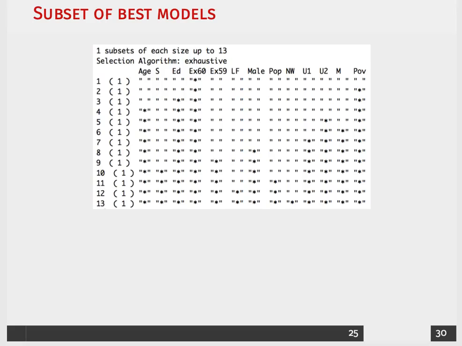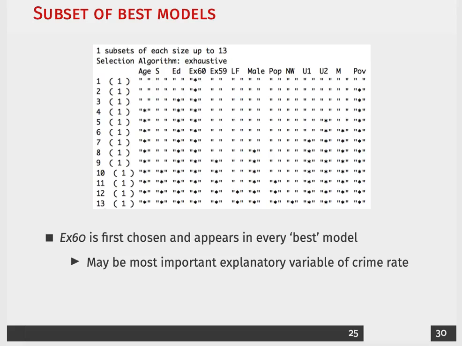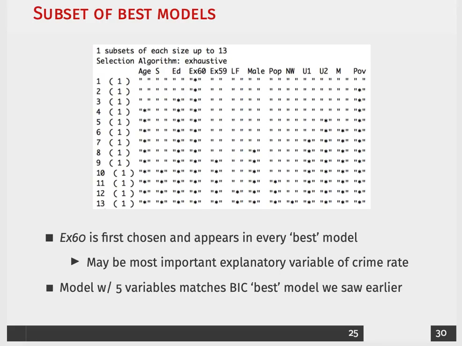Now, what we can see from this is, one, EX is first chosen and it appears in every single best model. So this may be important for explaining crime rate. Second, the model with 5 variables matches the BIC's best model that we saw earlier. So that could be an indication that that might be a good model that we'd want to run because it met these 2 separate criteria. You can also note that the 6 variable model matches the stepwise that we got with the AIC.